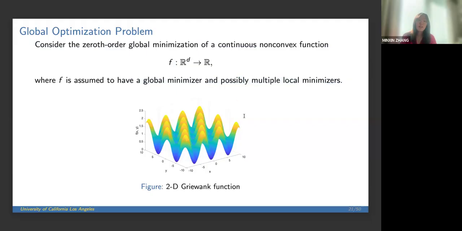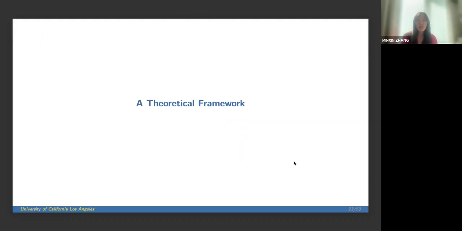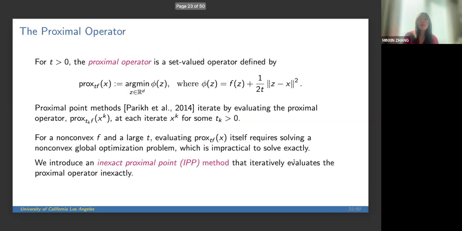And the picture here is an example of a benchmark function in global optimization research, which is called the Gray function. In this case, it's only a function of two variables, so it can be shown in this 3D picture here. As you can see, this function has a very complex landscape. It has so many local minimizers. So how do we get past all these local minima? We first establish a theoretical framework for our algorithm.